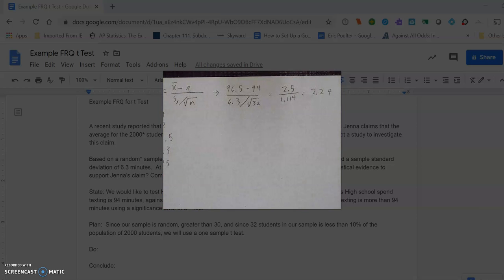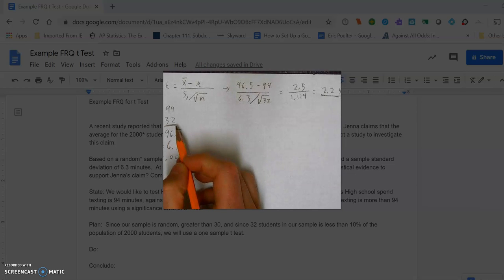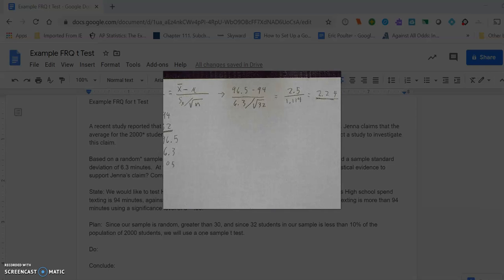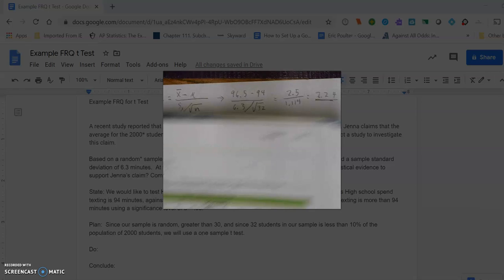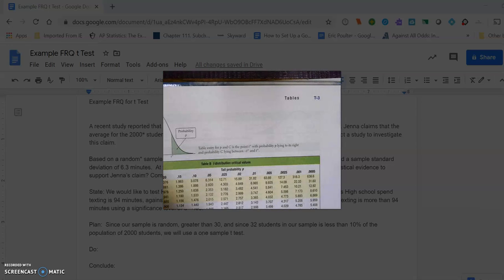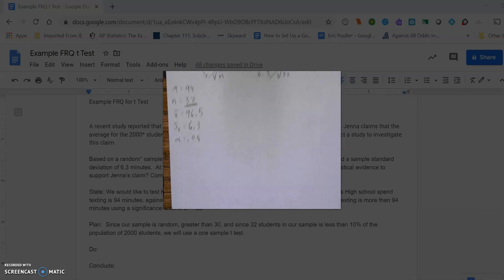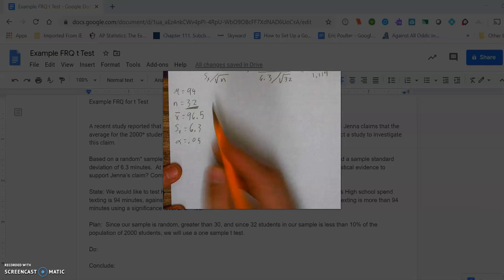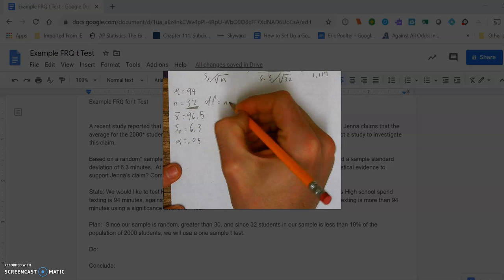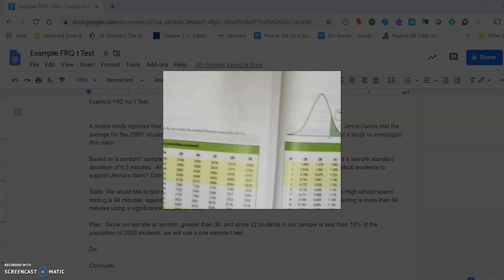Perfect. All right, so this next part is a bit of a trip. What we have to do is take this critical t and this n to our table, which you probably still have an electronic version of. I didn't feel like finding mine, so I just grabbed one of the textbooks. We're going to find the degrees of freedom, which is based on our sample size. Remember, degrees of freedom is n minus 1, so in this case it's 31. So we have to find that row on our table.